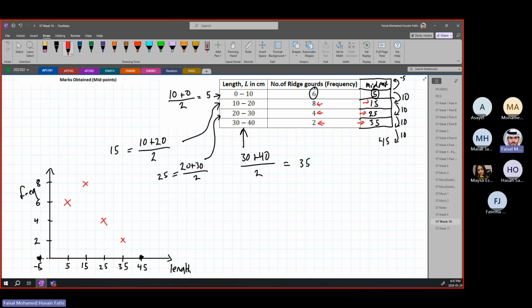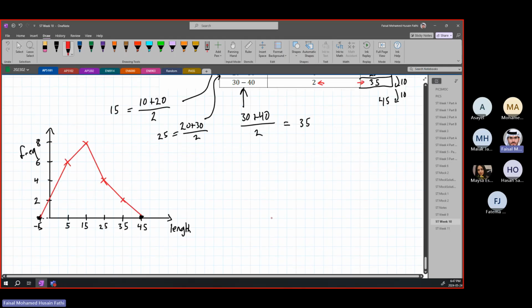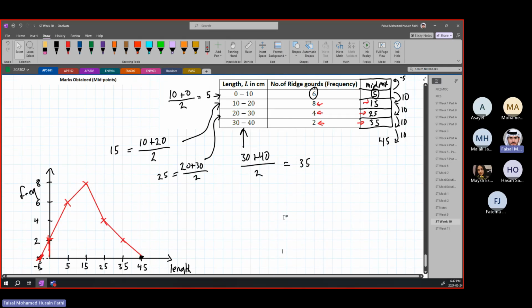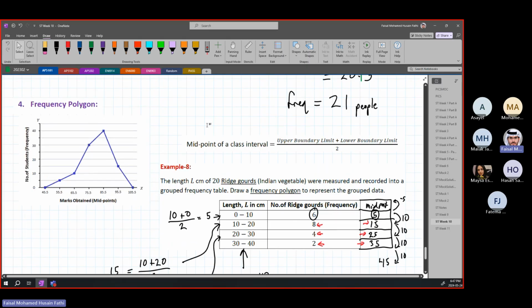And then you're going to draw a straight line between all of these points. And you will connect it to the points at the very end over here. This is 45, and the first point you'll connect it to here, which is at the minus 5. Realistically, it should start from this part, from the positive axis, because you don't have negative length. But this is just the concept of it, how you have to plot the graph. All right. And that's what a frequency polygon is.